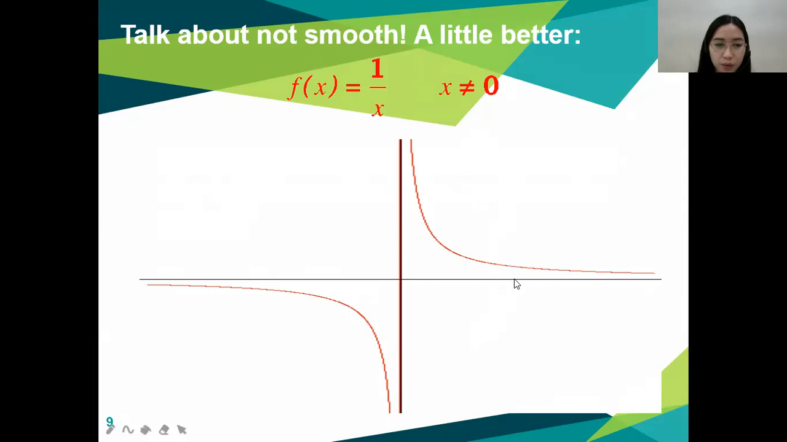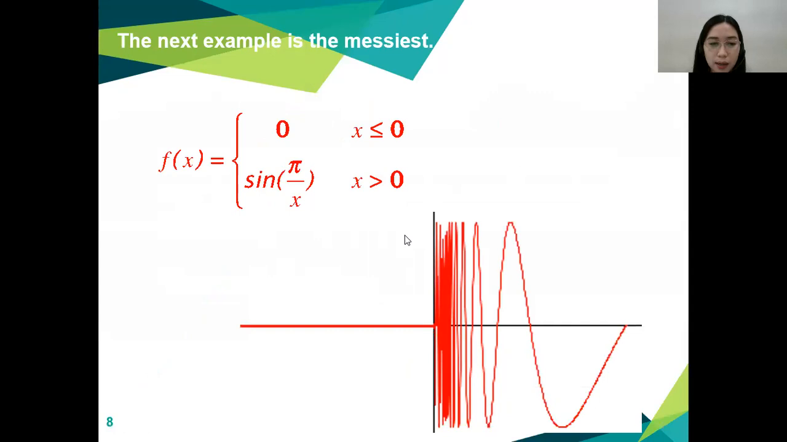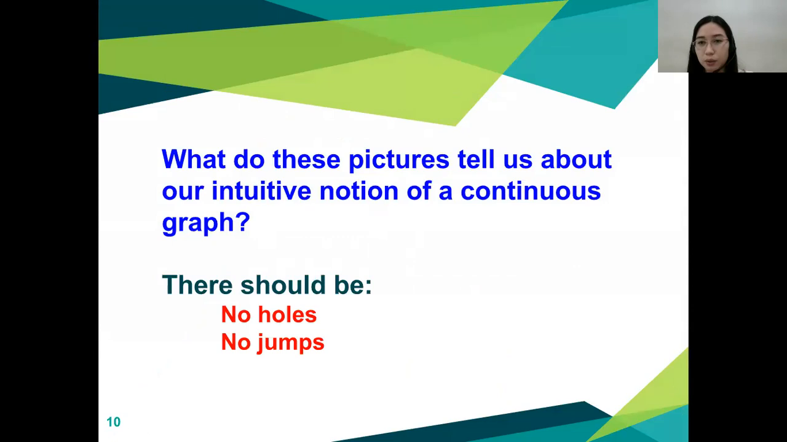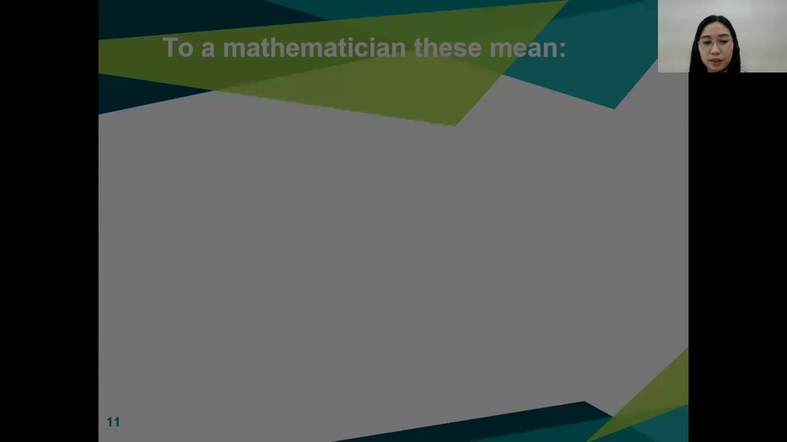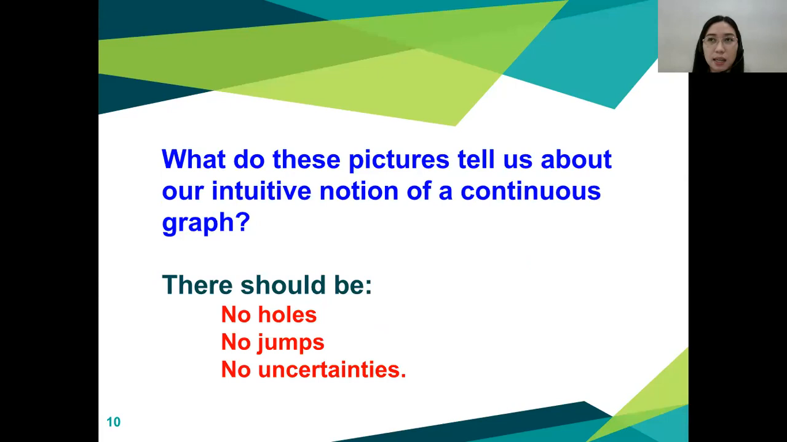So later, what do these pictures, the previous pictures that were shown, have in common? They are the opposite of the definition of continuity. So the graph should not look like that for us to call it a continuous function. For a function to be called continuous, number one, no holes, like the earlier ones, it has no holes. Then no jumps, no abrupt turning in the curve, and no uncertainties. So there is no uncertainty, meaning we cannot predict where it is going.